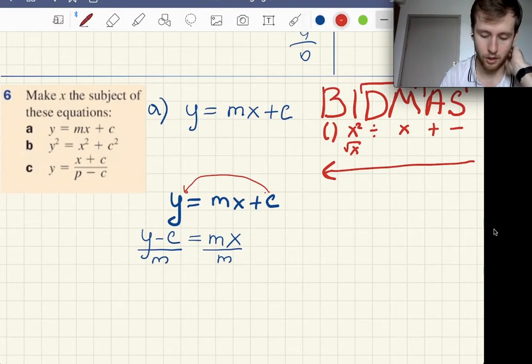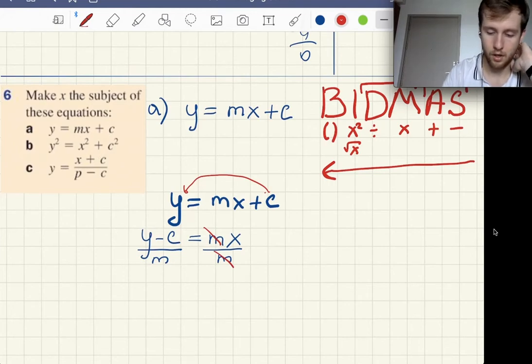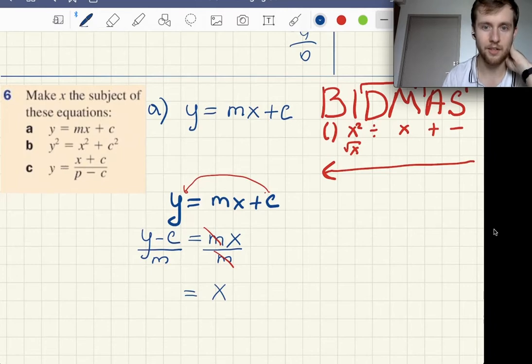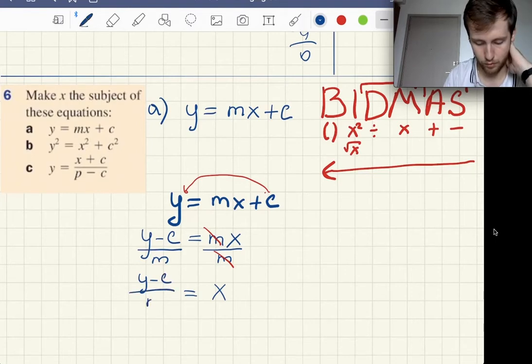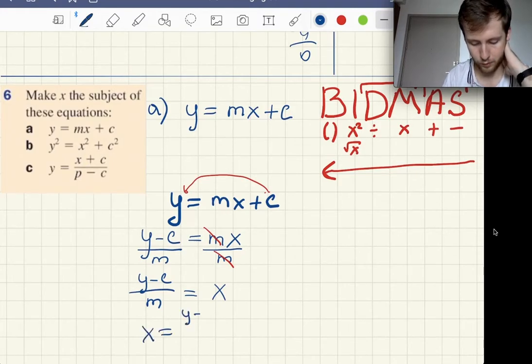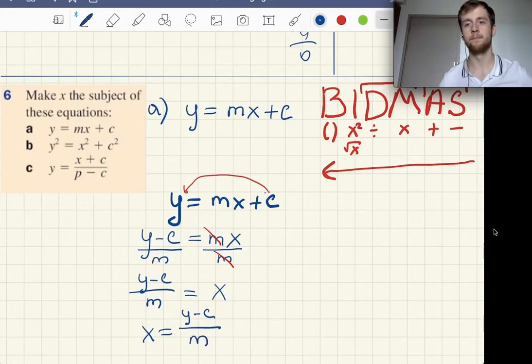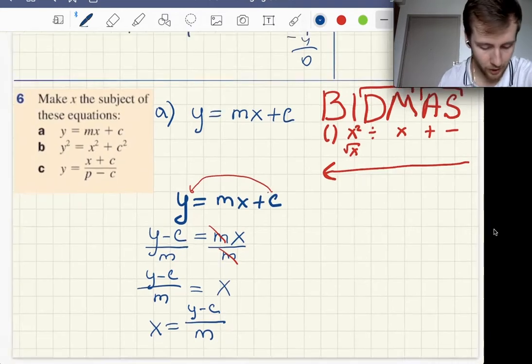And this way we can actually cut it from here. And then finally we have our answer. Finally, x is alone on the right side and everything else is on the left side. So x is equal to y minus c over m. Or we can write it like this so that it makes more sense. X equals y minus c over m. Like this. Okay, next one.